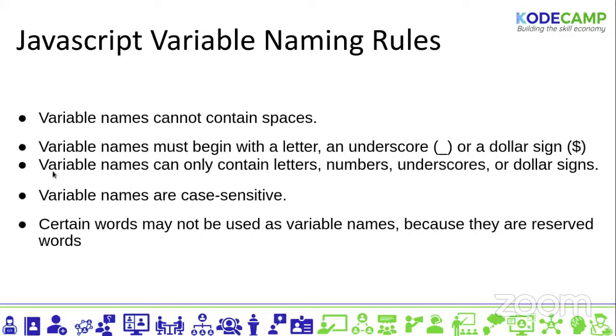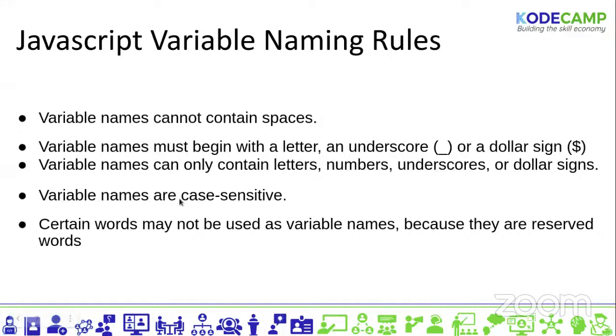Let's continue. Variables can only contain letters, numbers, and underscores. What I'm saying here is that you can use underscores, letters, and the dollar sign. But apart from these, if you try to use any other thing, maybe a hash symbol, or maybe you start your variable name with a comma, it won't work. So variables can only contain letters, numbers, underscores, or dollar signs.